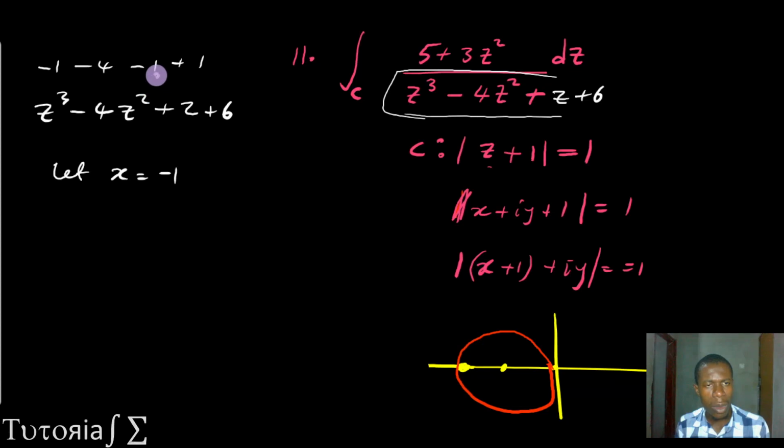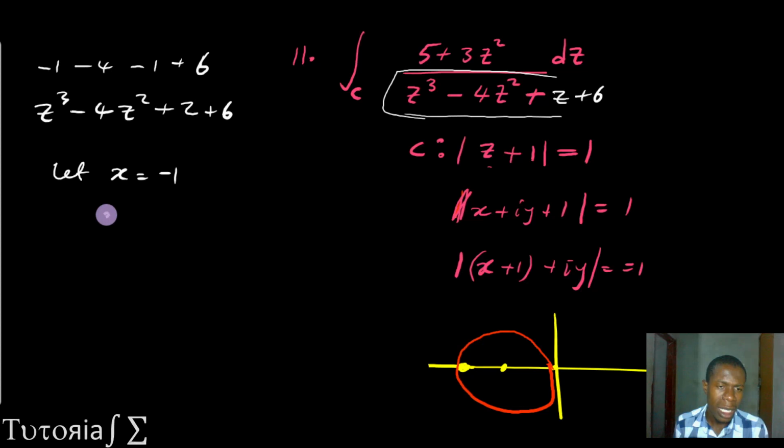-1 plus 6 will give us 5. So x equals 1 gives us the value that we need.